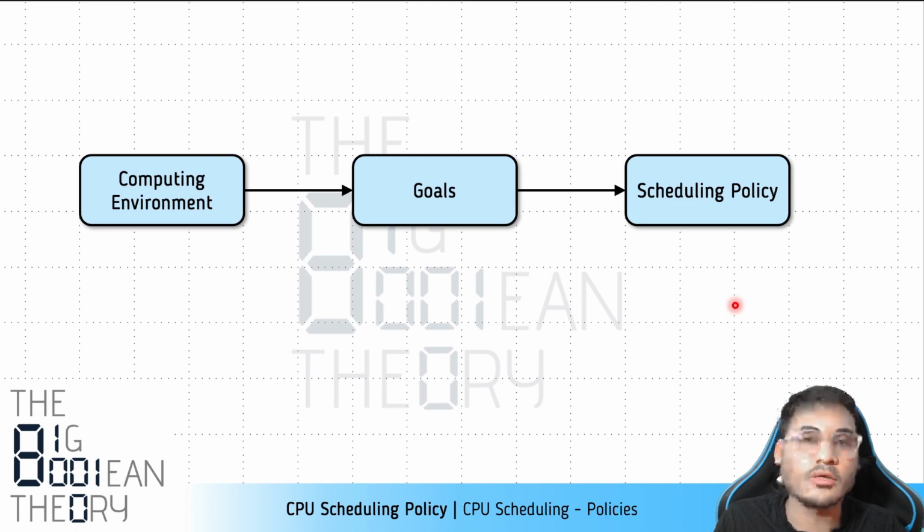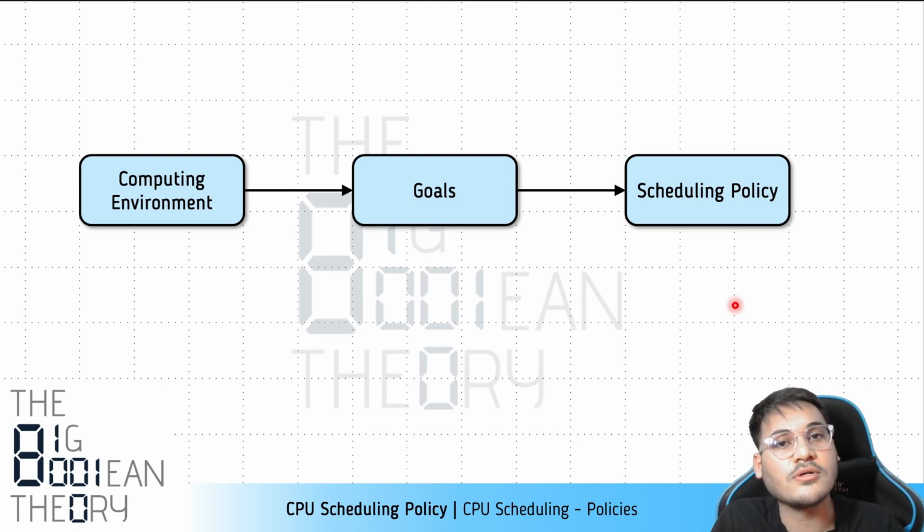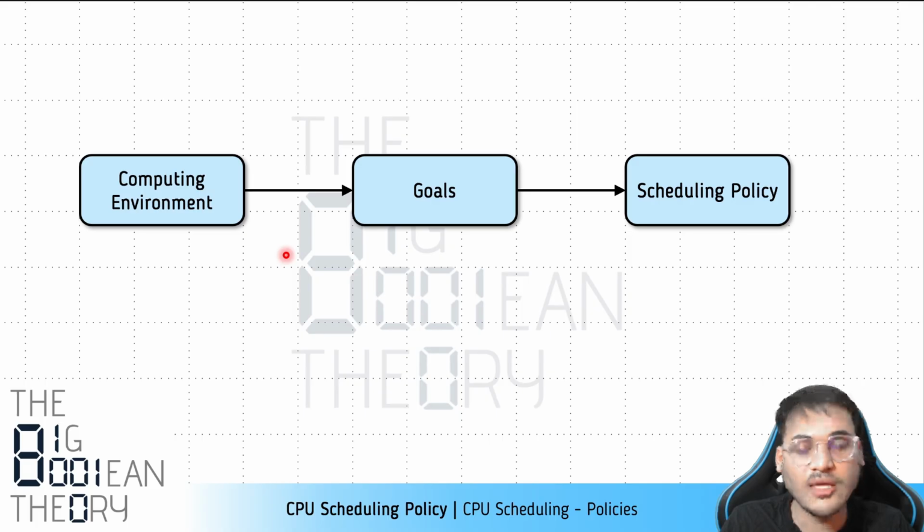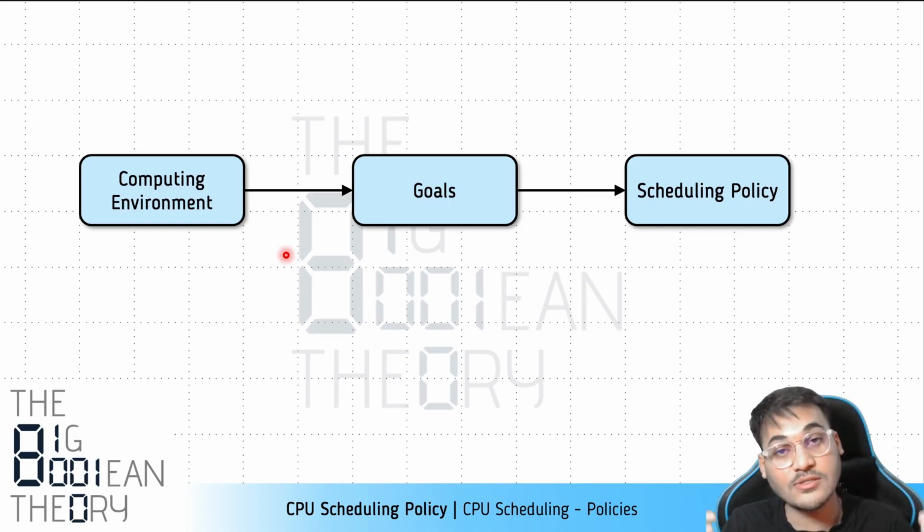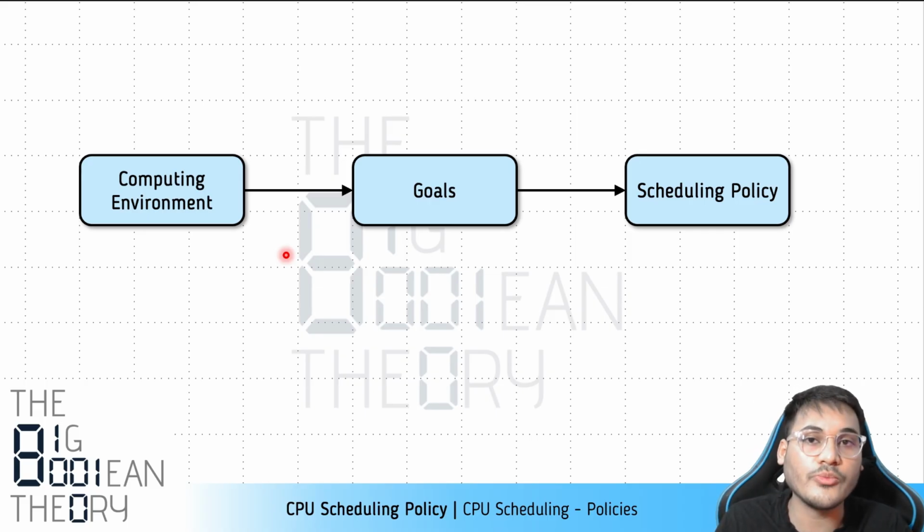So the criteria that the scheduling policy tries to optimize actually depends on the goals of the computer system, and the goals of the computer system depend on the environment. There are different types of computing environments. Consider a smartphone, a desktop, or the embedded systems we see in cars and washing machines. They are all computing environments.